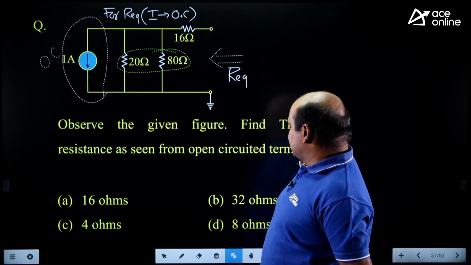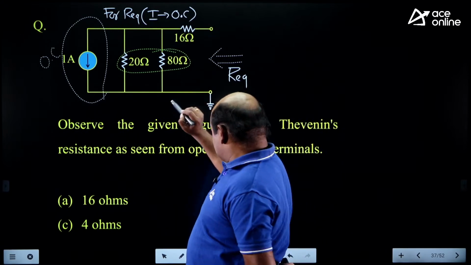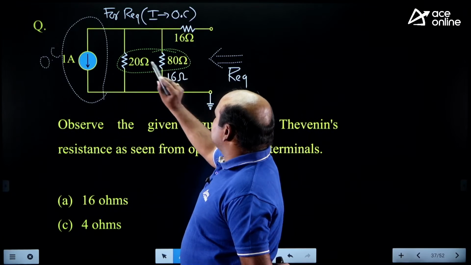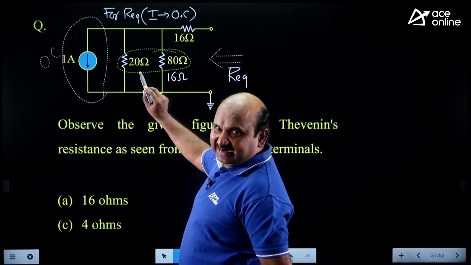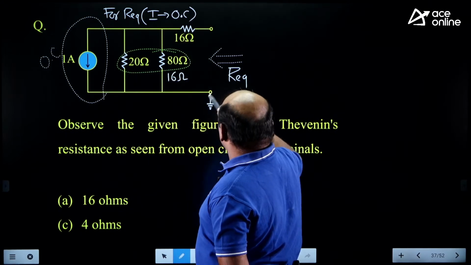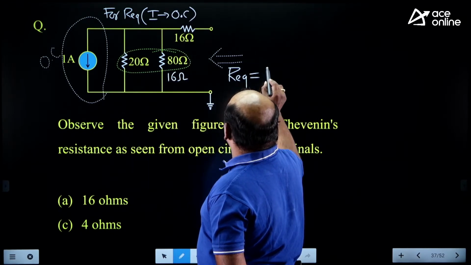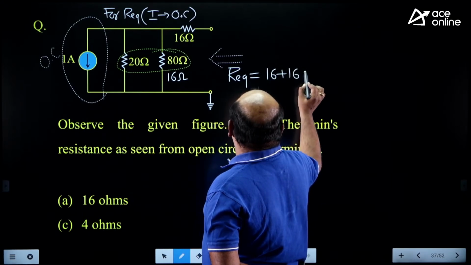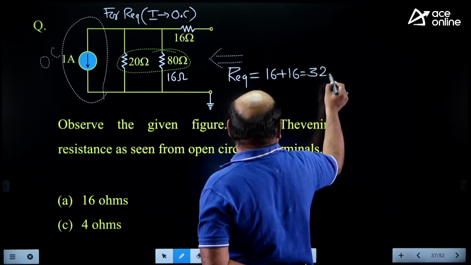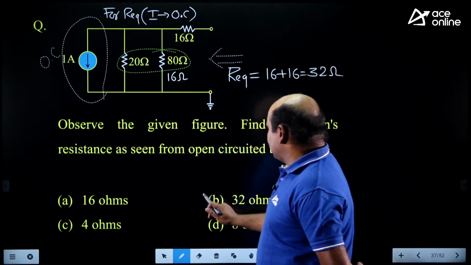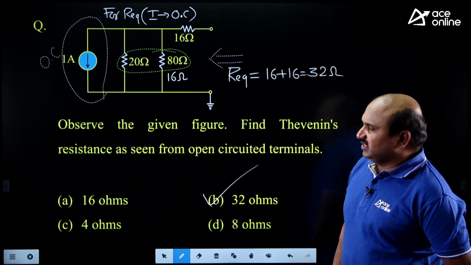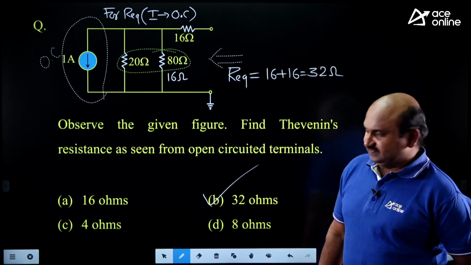16 and 16 are in series. How much are you getting? 16 ohms you will get, because 20 into 80 by 100 is 16. 16 and 16 both are in series. Then R equivalent is equal to 16 plus 16, which is 32. You need not go for any calculation, partner. Right, option B is the correct one. For ECE, simple questions you will get here. Believe me.